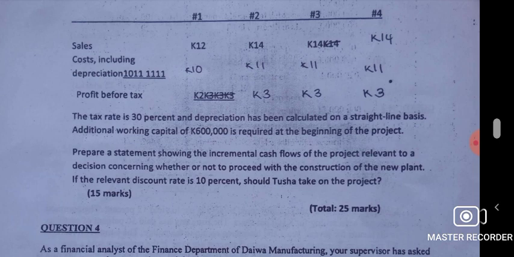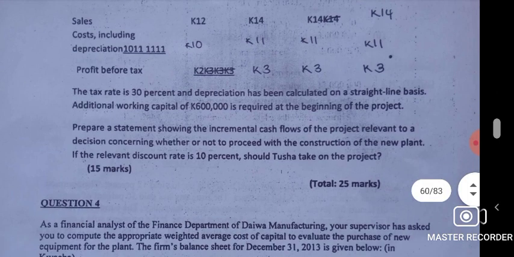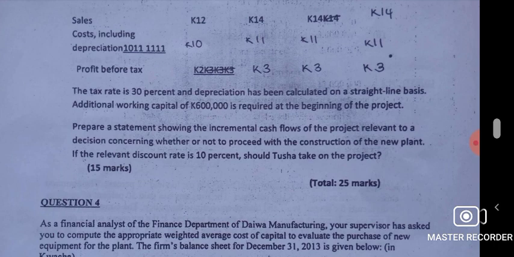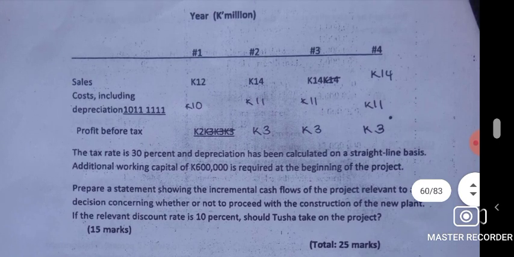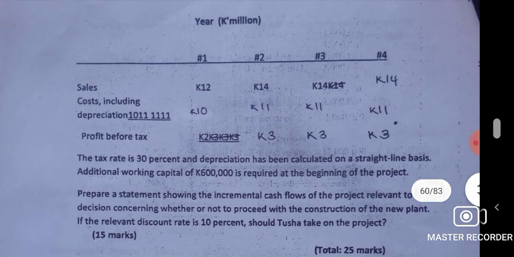Okay, what else do we have? Then tax rates, 80%. Depreciation has been calculated on straight line basis, so we would have to come and prove to know which depreciation is in there, because in that scenario we have to add it back to make it a cash flow. So I'll demonstrate. Prepare a statement showing the incremental cash flows of the project relevant to a decision concerning whether or not to proceed with the construction of the new plant. If the relevant discount rate is 10%, should Tusha take on the project?